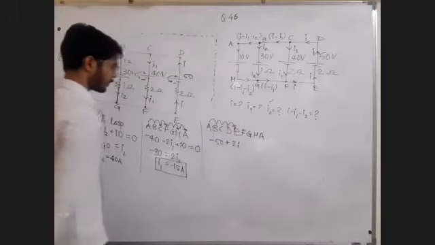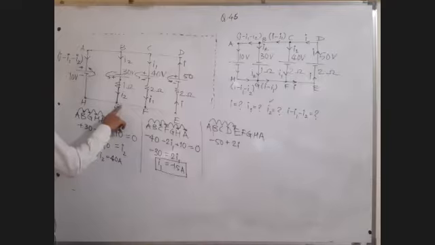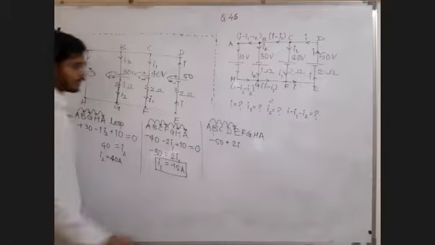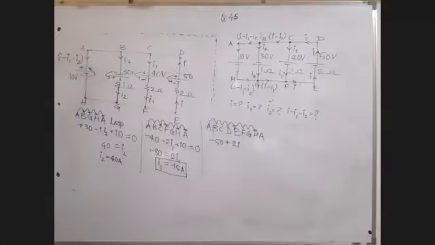I came to point E. E to F, there is nothing. F to G, there is nothing. G to H, there is nothing. I will write nothing. I came to point H.